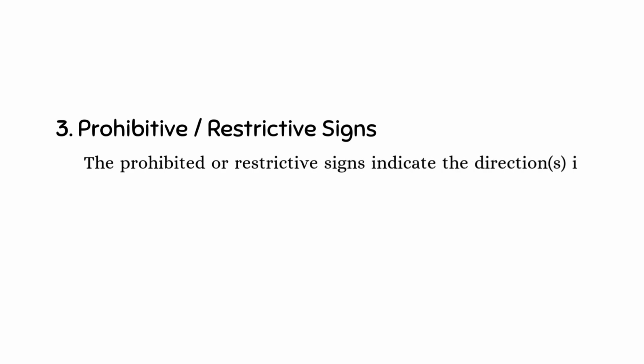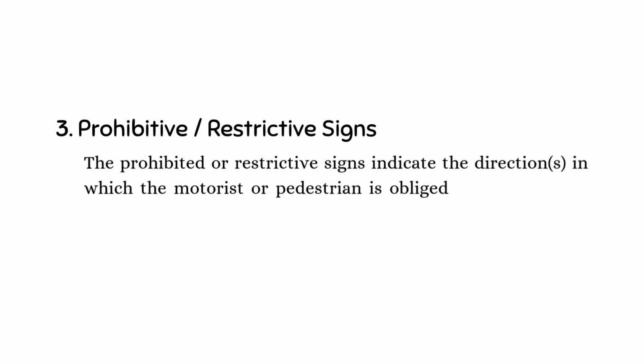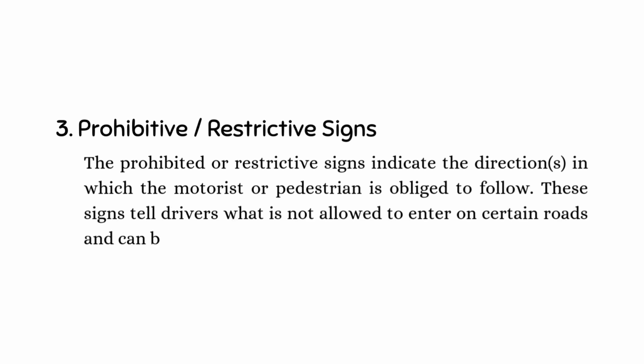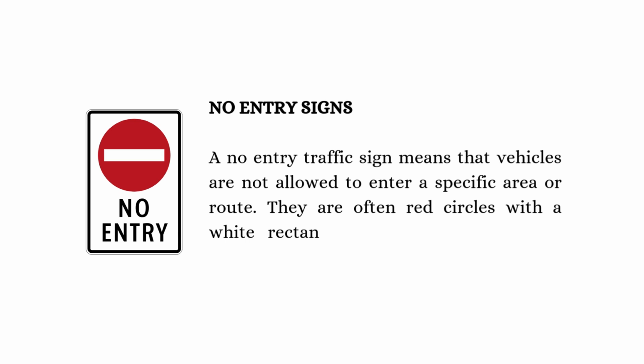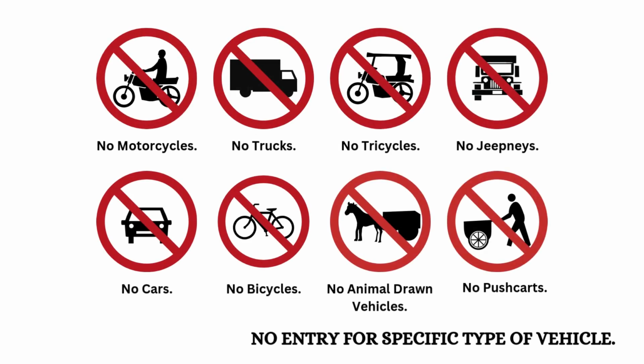3. Prohibitive/restrictive signs. The prohibitive or restrictive signs indicate the directions in which the motorist or pedestrian is obliged to follow. These signs tell drivers what is not allowed on certain roads and can be easily identified by the / symbol they bear. No entry signs. A no-entry traffic sign means that vehicles are not allowed to enter a specific area or route. They are often red circles with a white rectangle or diagonal line across them. These are examples of no entry for specific types of vehicle signs.